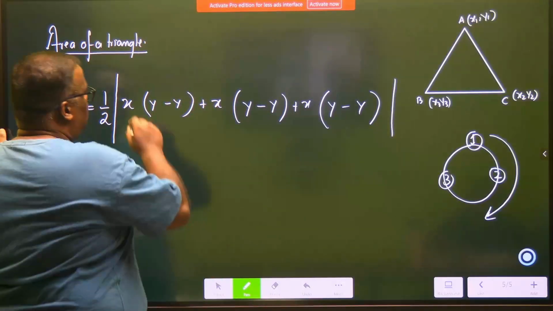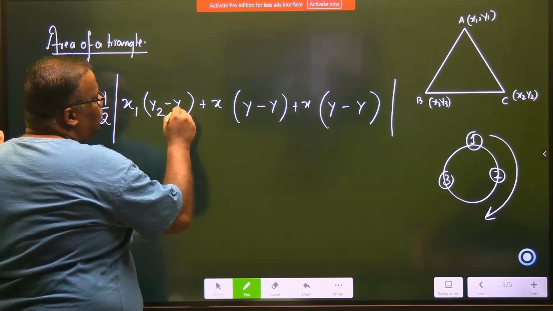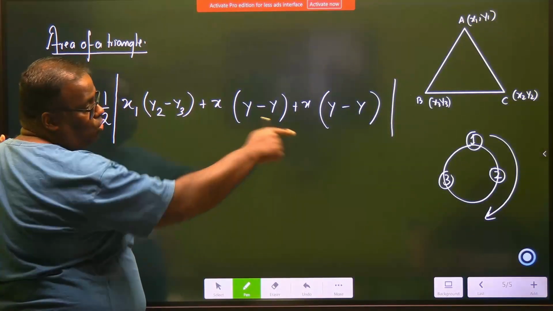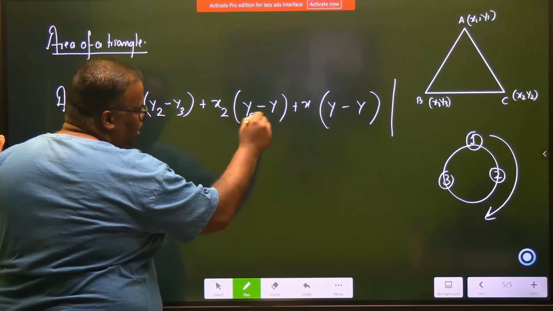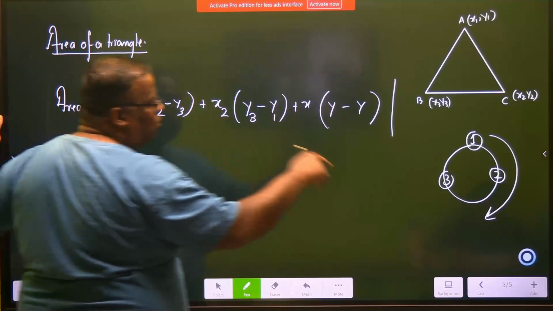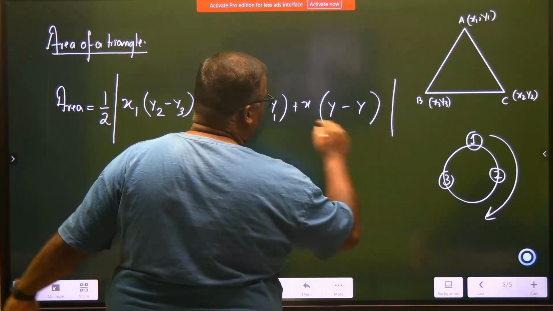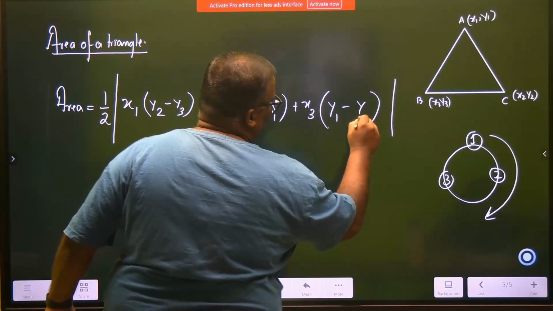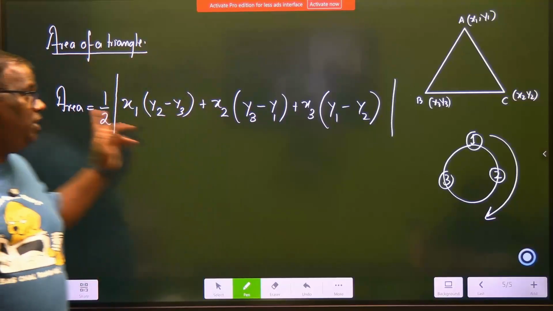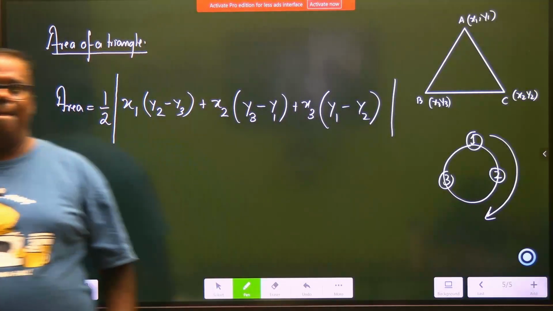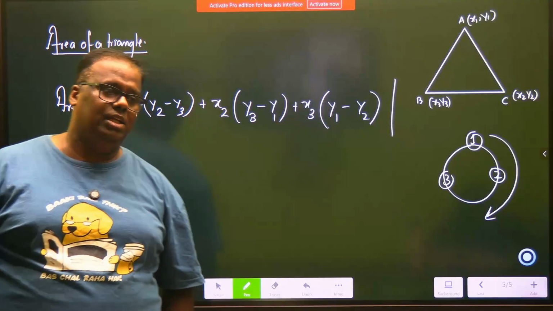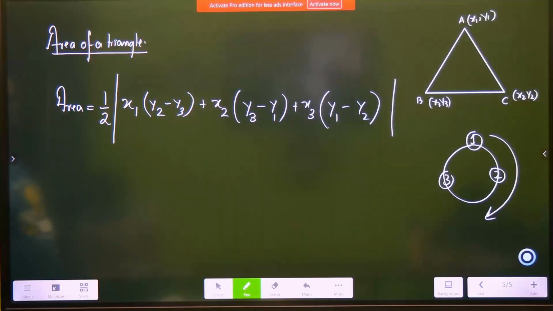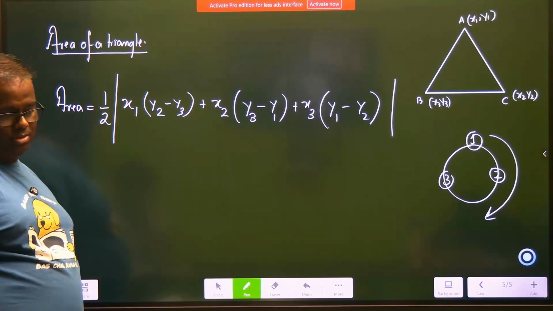So what do I get? 1, 2, 3. Now go to 2 and move in that order. 2, 3, 1. Then go to 3 and move in this order. 3, 1, 2. That's all. You cannot make a mistake in this order. Did you understand the trick? 1, 2, 3, 2, 3, 1, 3, 1, 2.